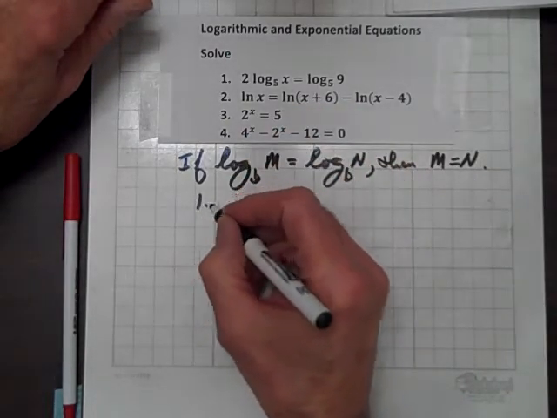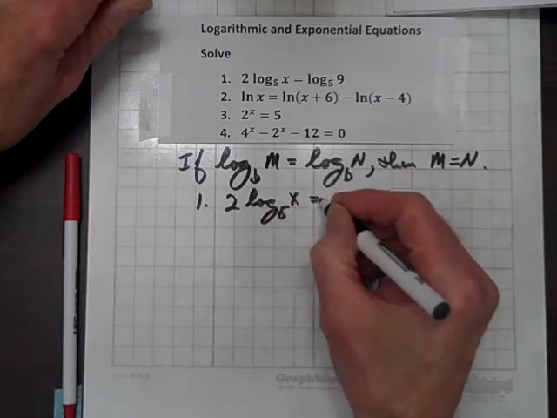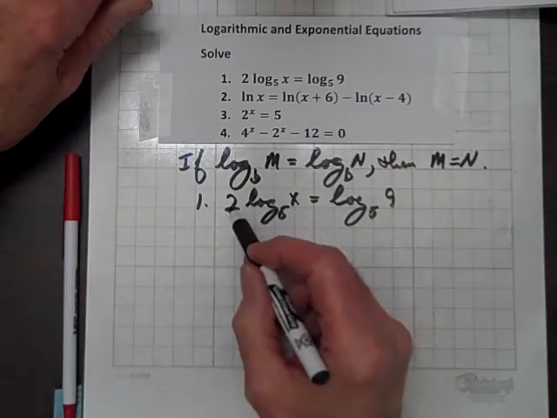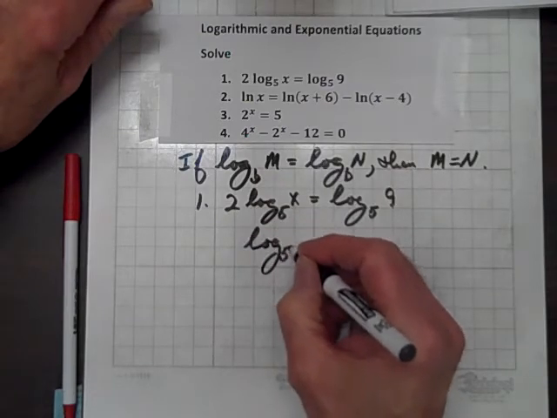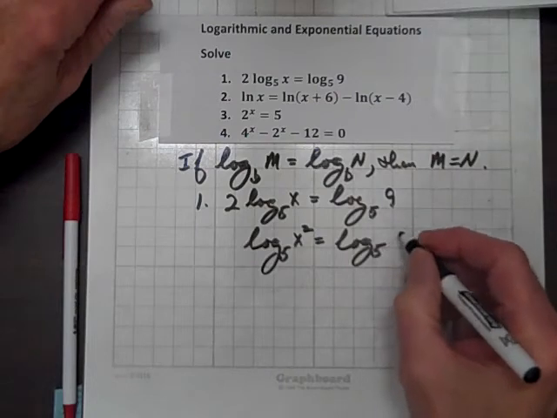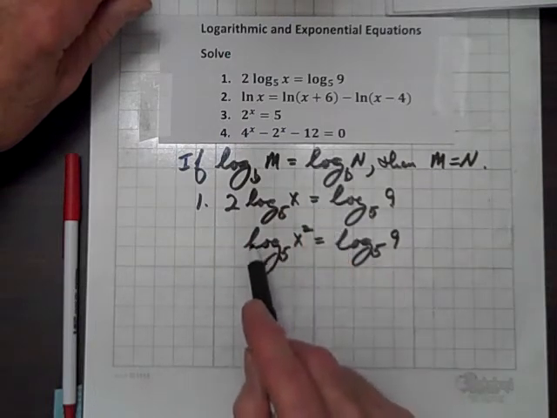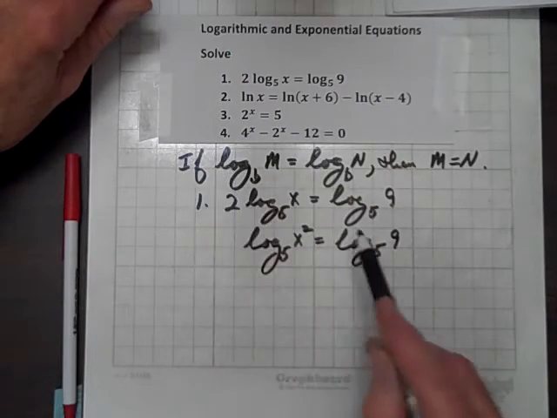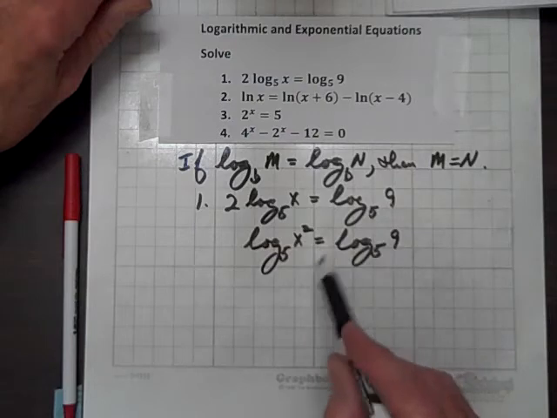Now, for the first one, 2 log to the base 5 of x equals log to the base 5 of 9. By the law of logs, we can move the coefficient 2 into exponent position, and we have log to the base 5 of x squared equals log to the base 5 of 9. Now we have the exact form that's displayed in our rule. The coefficient on each log is 1. We take whatever's here, and now we can equate those two.